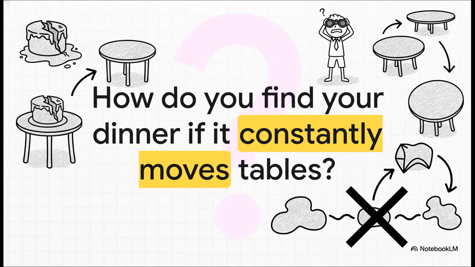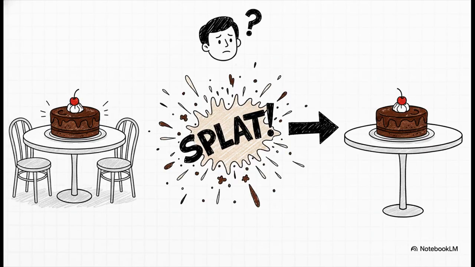a completely different table. So if you're the customer, how in the world do you find your dinner when it's constantly on the move? You can't just rely on the table number, the IP address, because that's changing all the time. Yeah, let's give this a name. We'll call it the Vanishing Cake Problem.